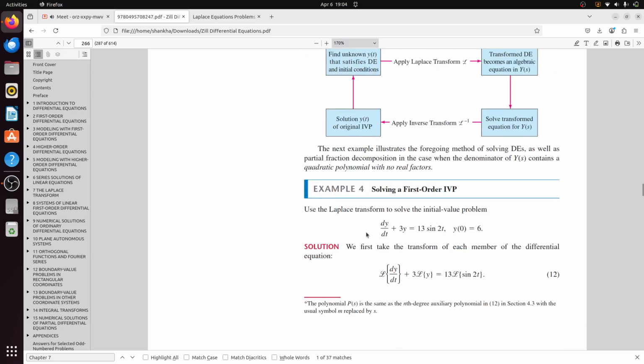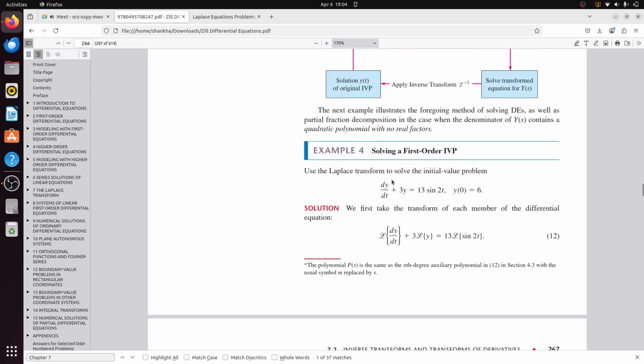So this is a problem where you need to use the Laplace transformation to solve the initial value problem. I am requesting, please try to solve this problem, solving a first order initial value problem.